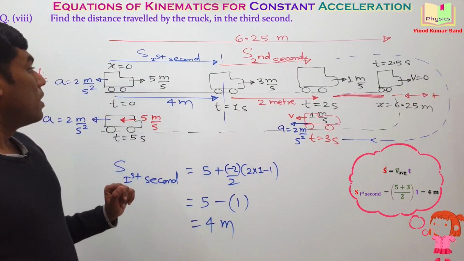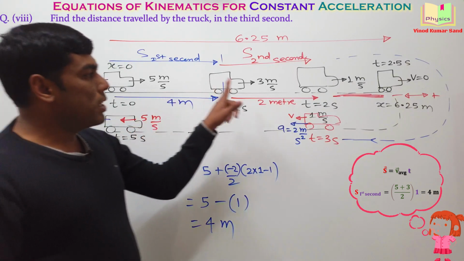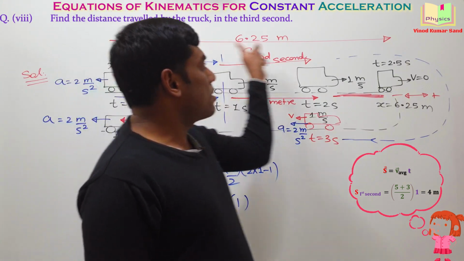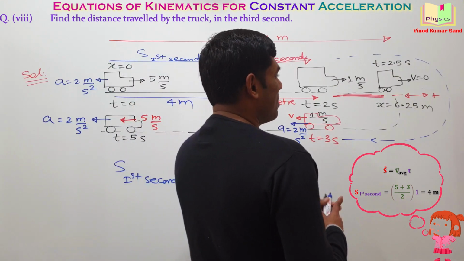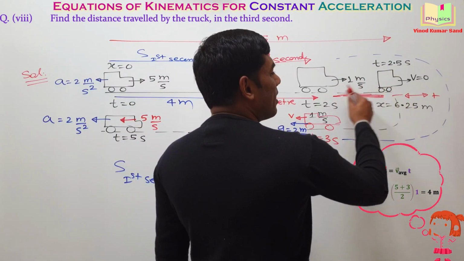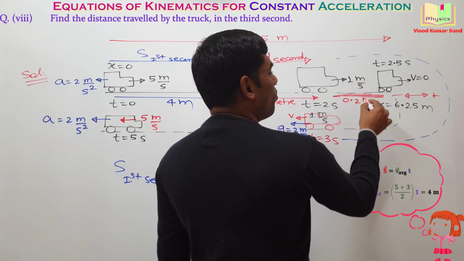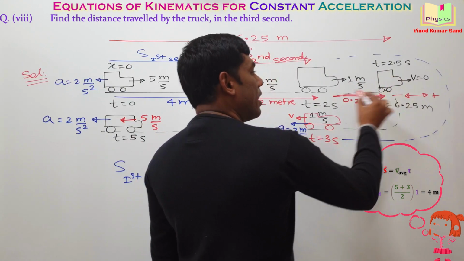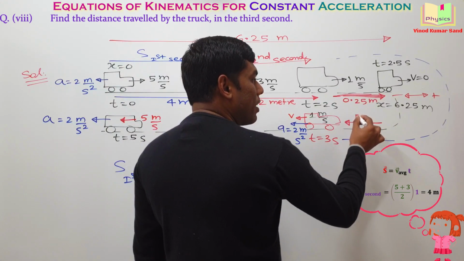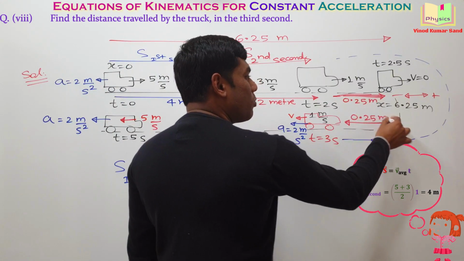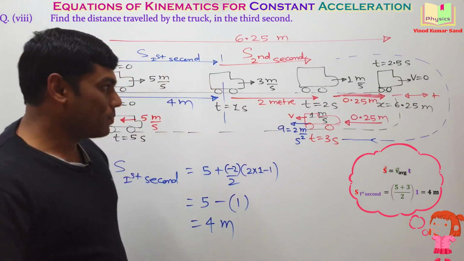Okay. So this distance is 4 meter, this distance is 2 meter, total distance is 6.25 meter. It means, how much is this distance? This distance is 0.25 meter. And if this distance is 0.25 meter, while coming back, it will again travel 0.25 meter.